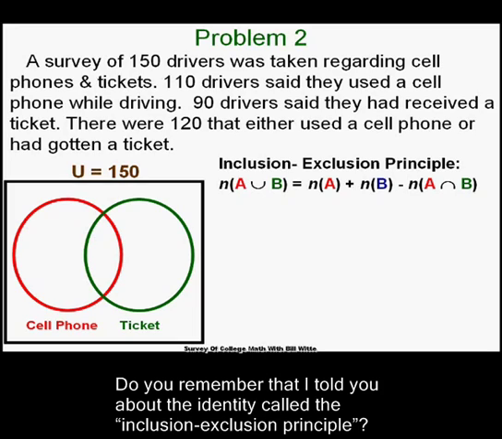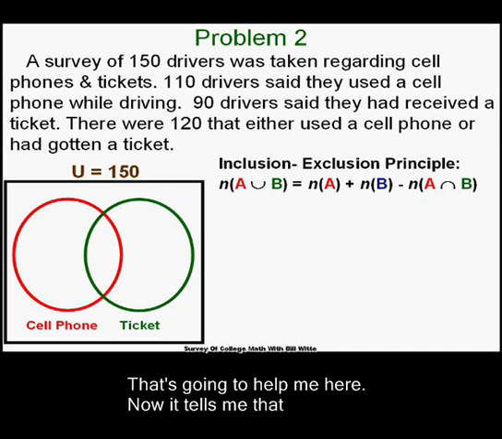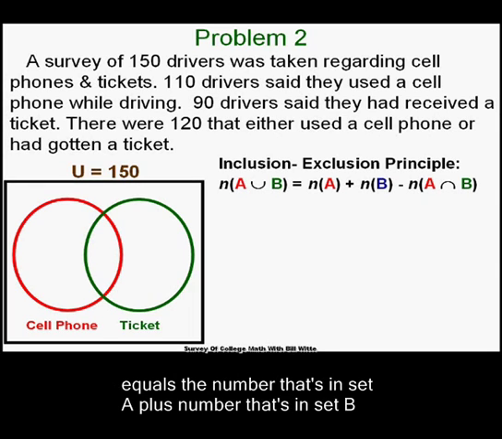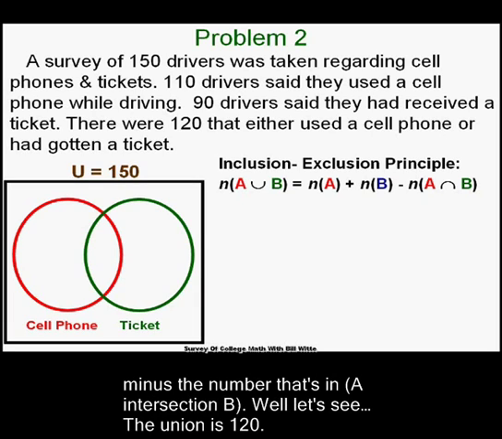Remember I told you the inclusion-exclusion principle, and that's going to help me. Okay? It tells me that the number of members of A union B is the number that's in A plus the number that's in B minus the number that's in A intersection B.